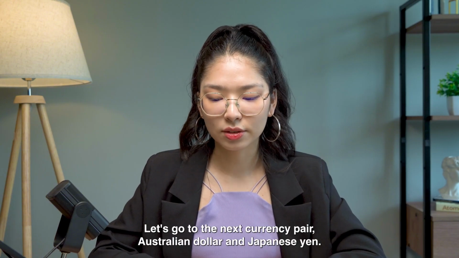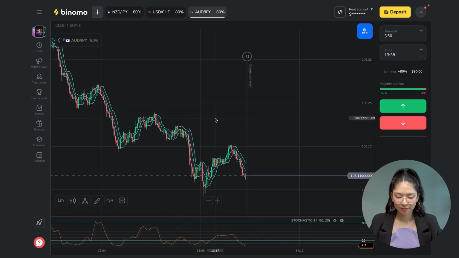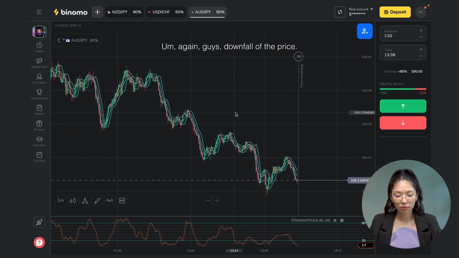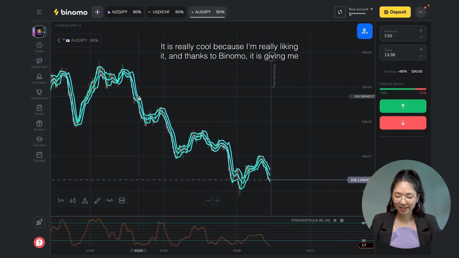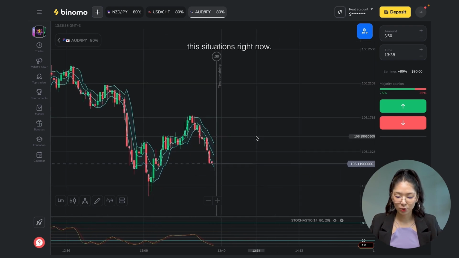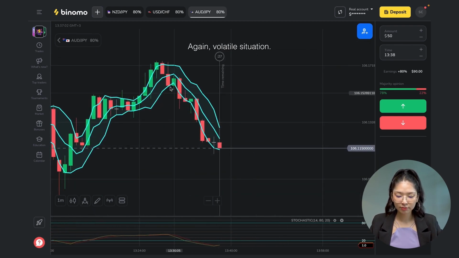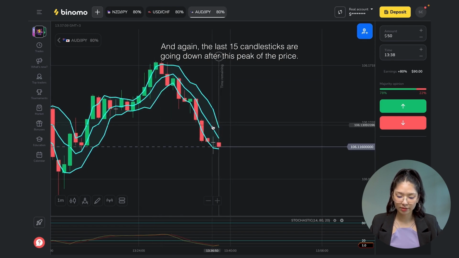So guys, let's go to the next currency pair, Australian dollar and Japanese yen. So see what I will have right over here. Guys, again, don't follow the price. It's really cool because I'm really liking it. And thanks to Binomo, it's giving me these situations right now. Again, volatile situation. And again, the last 15 candlesticks are going down after this peak of the price.